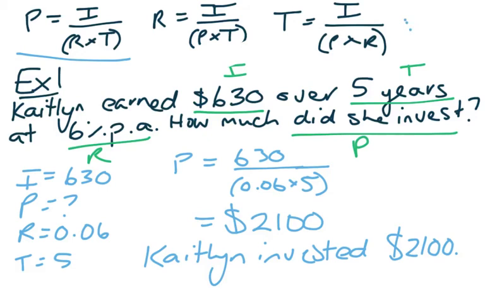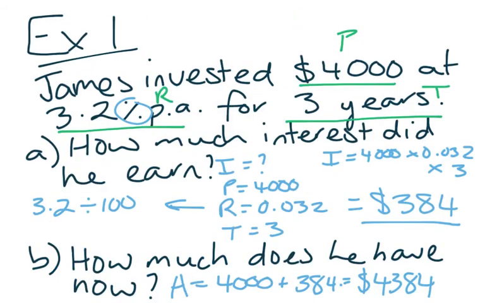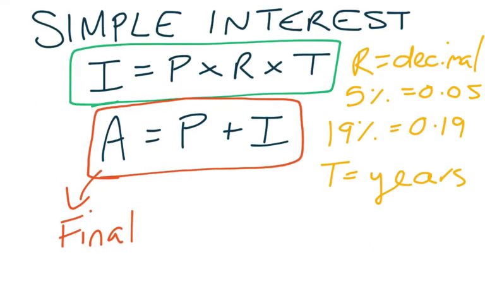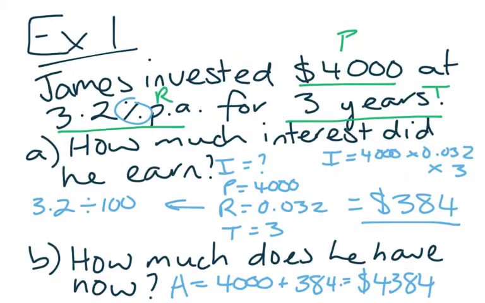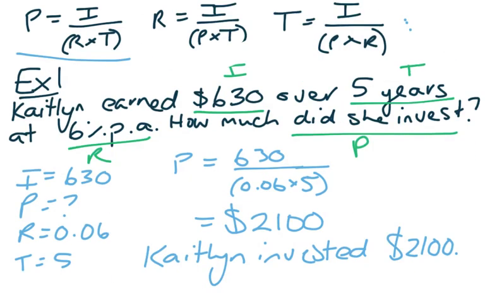But just a recap of what we've done on simple interest. So remember, we've got these two formulas for when we're finding interest and the final amount. And then we have the three formulas here for when we have to work backwards. All right, so good luck with your assignment.